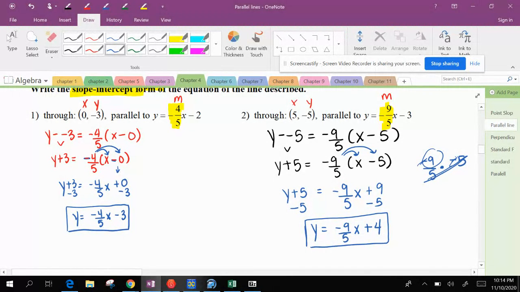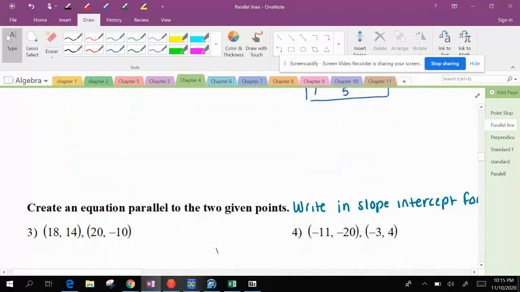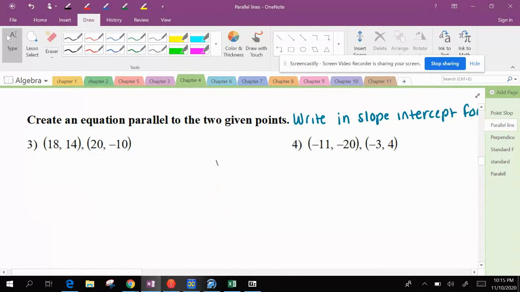Not so bad, right? It's very repetitive, same steps over and over again. We should be getting very comfortable with this point slope form. All right, last two questions we're going to do together.